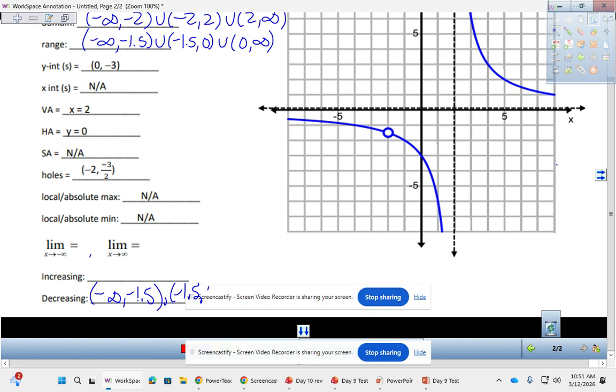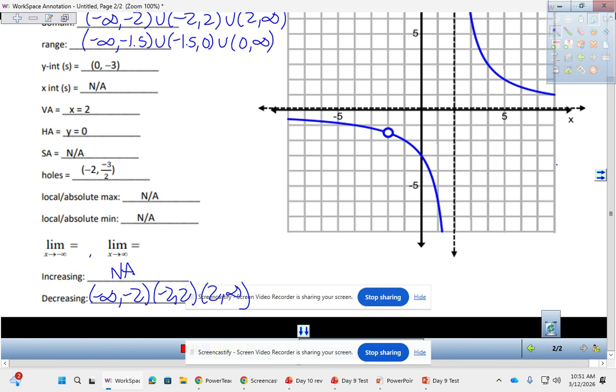I'm using the y values instead of the x values. And then there would be an NA here. Each interval in the domain is a decreasing interval because these lines are going down. Anybody have questions on that?